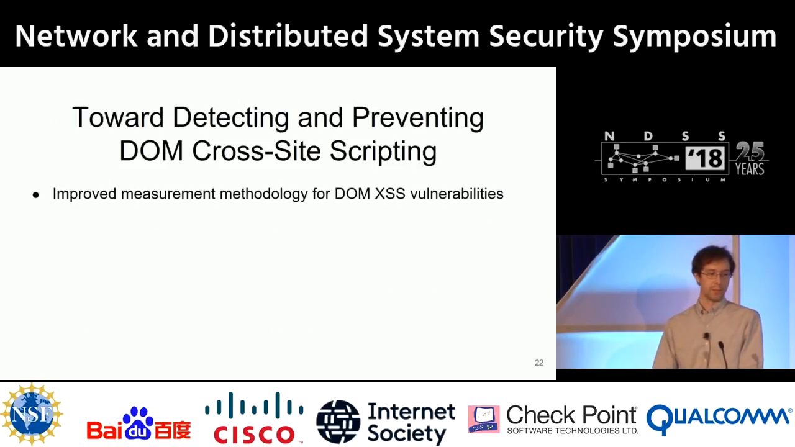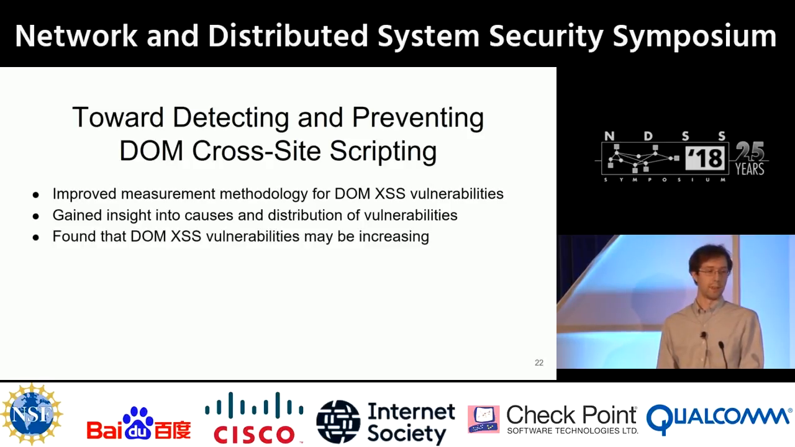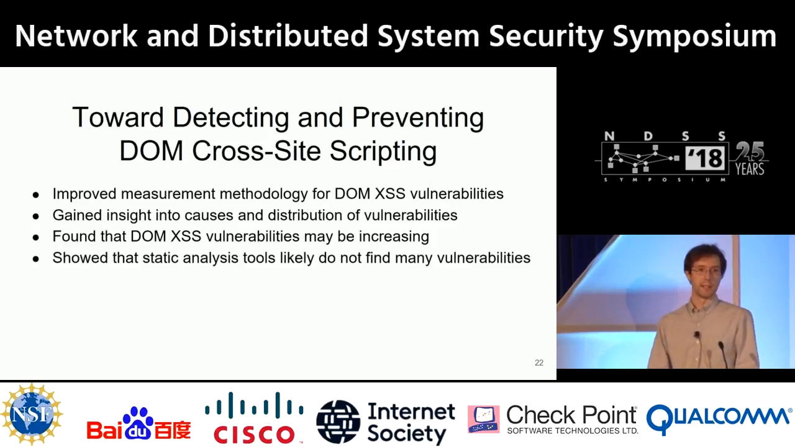And so in summary, we improved the measurement methodology for finding DOM cross-site scripting vulnerabilities, and this allowed us to find 83% more vulnerabilities. And we gained insight into the causes and distribution of vulnerabilities on the internet, and found that DOM cross-site scripting vulnerabilities might be increasing. And we also showed that static analysis tools are likely not to find many of these vulnerabilities that we found.